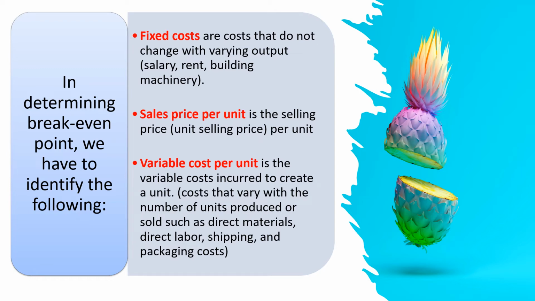Next is the sales price per unit, or the selling price per unit. Then last is the variable cost per unit. The variable cost per unit is the variable cost incurred to create a unit. These are costs that vary with the number of units produced or sold. So these are the costs that, when we have a lot of products to make, the higher the cost. And when there is a small number of units to produce, the lesser the amount of expenses.